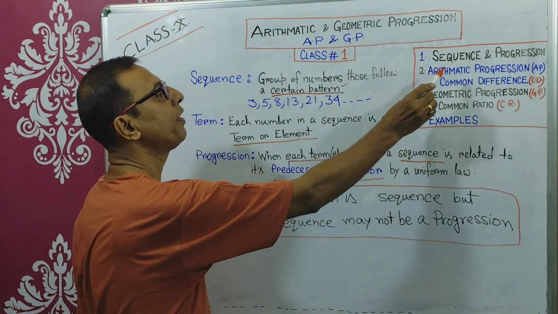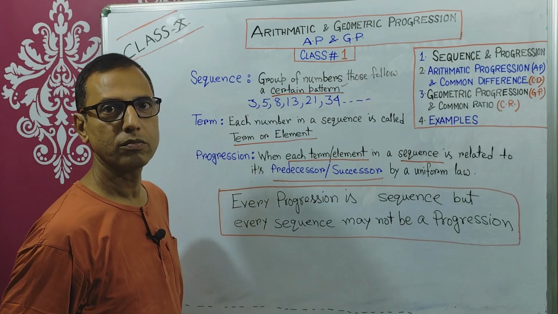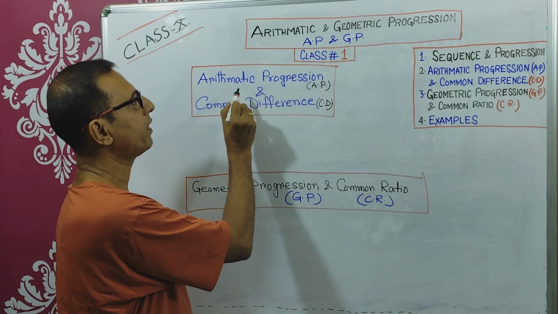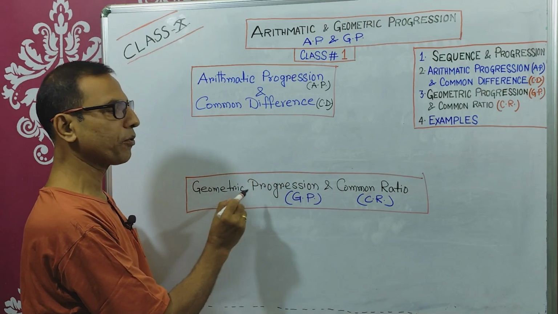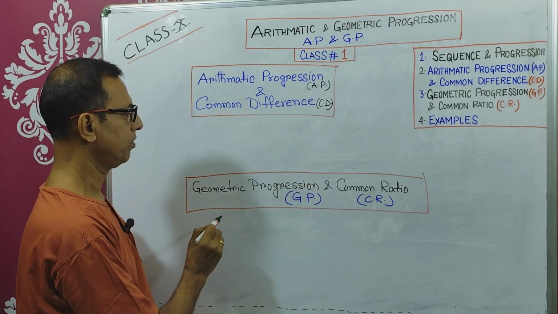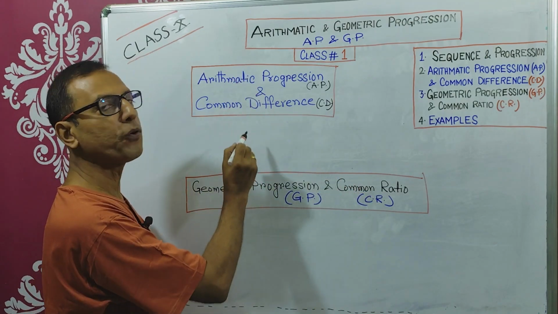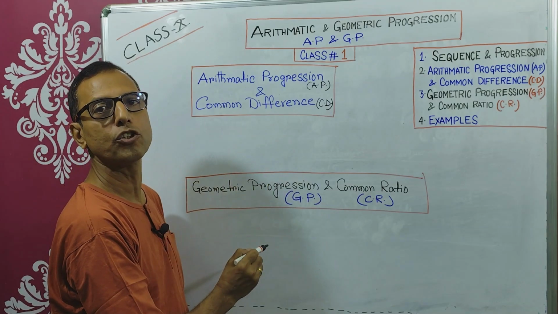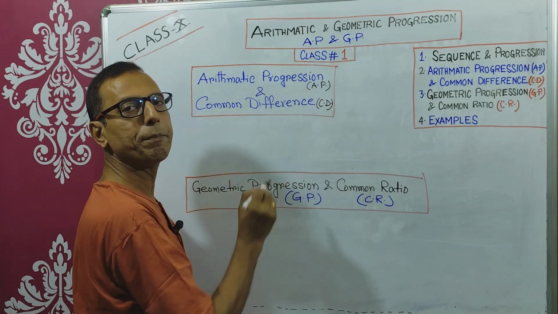Now we'll come to arithmetic progression and geometric progression. We'll understand what arithmetic progression and common difference are, and then what geometric progression and common ratio are, and therefore you will understand the difference between arithmetic progression and geometric progression. So what is arithmetic progression, or AP?